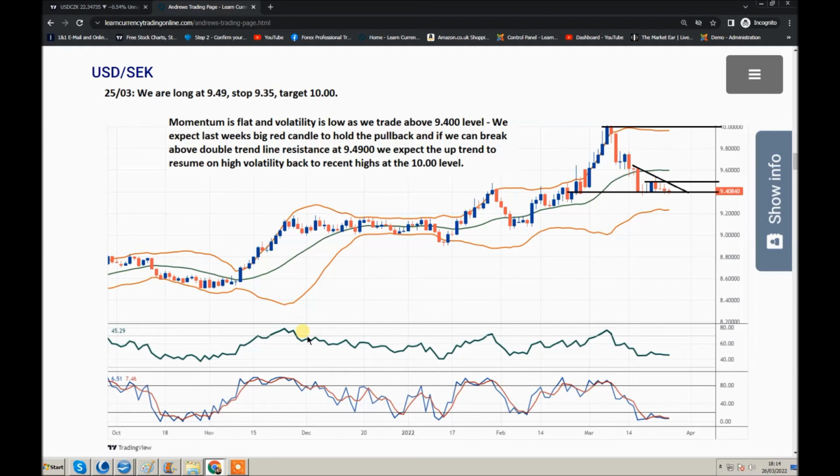You can obviously follow these pairs in our member center if you wish, and also I will update them next week when I'll do a full weekly forecast. So we'll see how they go. But yeah, they look decent risk reward to us. We shall see what happens.